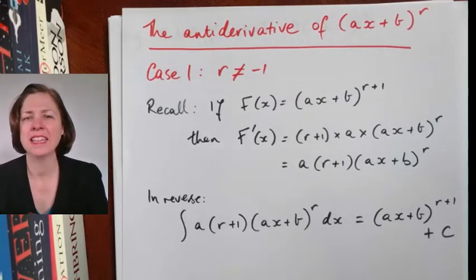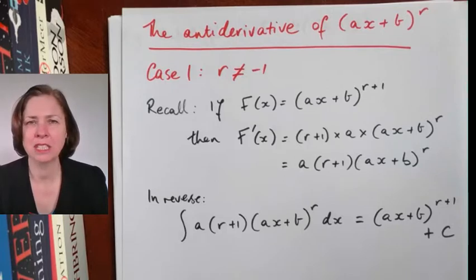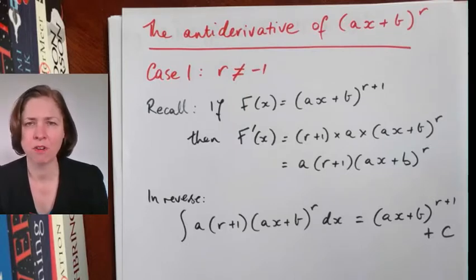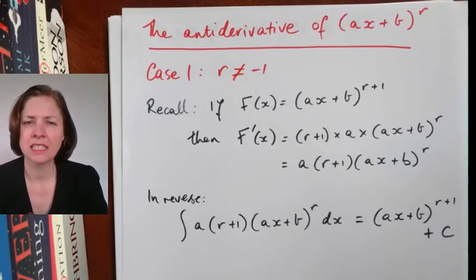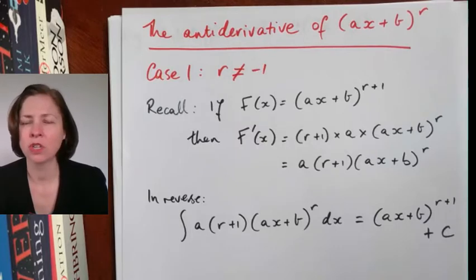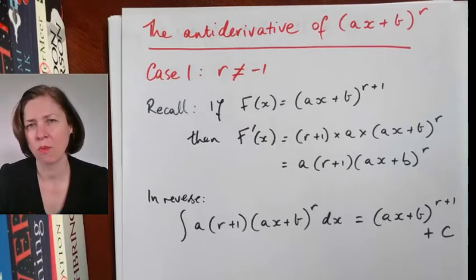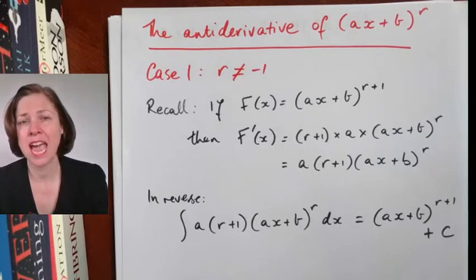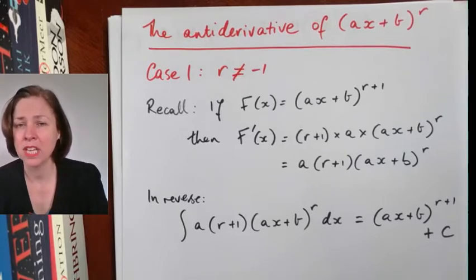Today we're looking at the antiderivative of ax plus b raised to the power of r. Now in our last video we looked at power functions, x raised to the power of r, and we noted that r was not equal to -1. So today we're going to look at the case when r doesn't equal -1, and then afterwards we're going to look at the special case where r does equal -1, and that'll be in the next video. So case 1, r does not equal -1.